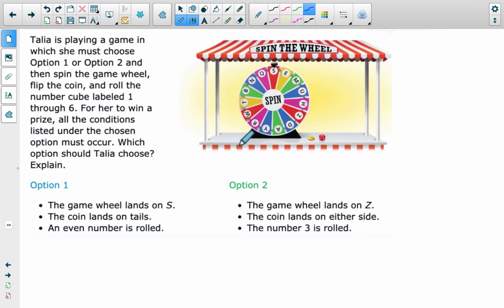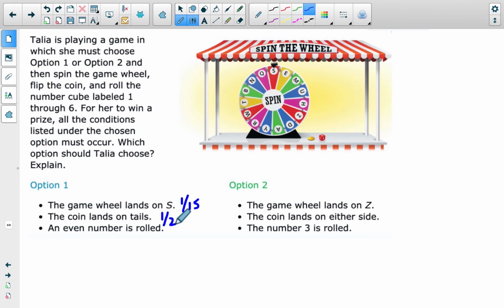The wheel lands on S. Well, now I have to count all these sections. That kind of sucks, but I'm not going to complain. We got 1, 2, 3, 4, 5, 6, 7, 8, 9, 10, 11, 12, 13, 14. That is 15 sections. The probability it lands on S is 1 out of 15. And I'm just going to double count that to make sure. 1, 2, 3, 4, 5, 6, 7, 8, 9, 10, 11, 12, 13, 14. Yep. Now, probability that any coin lands on heads is 1 out of 2.